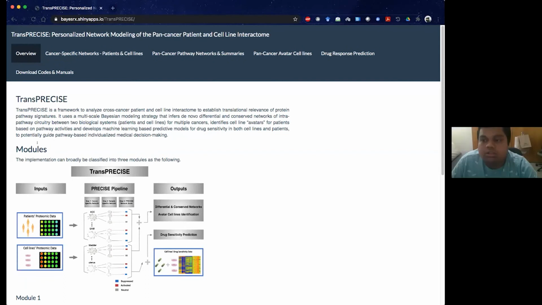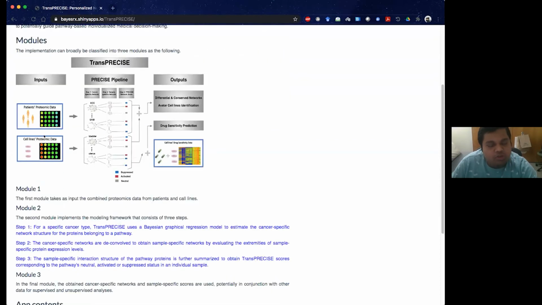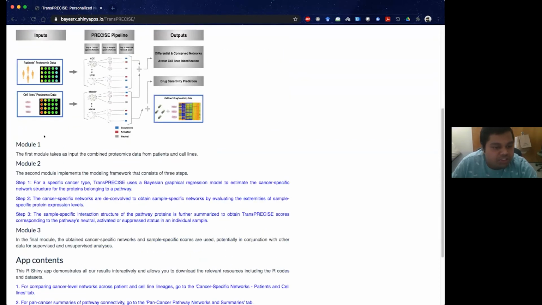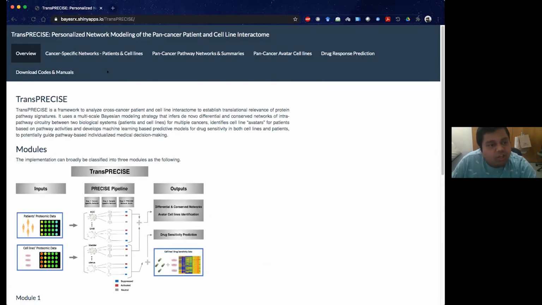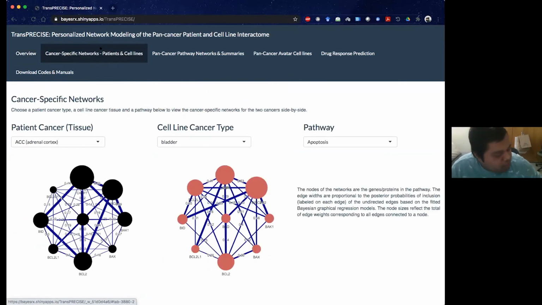Right. So this is our Shiny dashboard. The first page is essentially just an overview. It talks about what we are doing. It tells you what the different functionalities are that you have available on this dashboard, and what contents we have and all that. So let me first go to the most granular level of results that we have here.